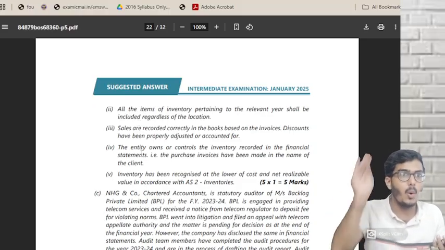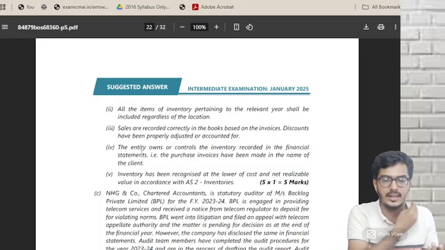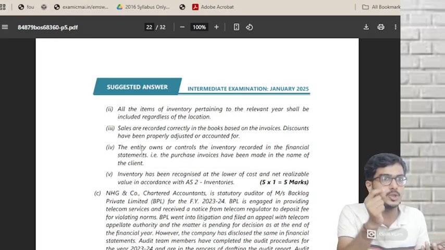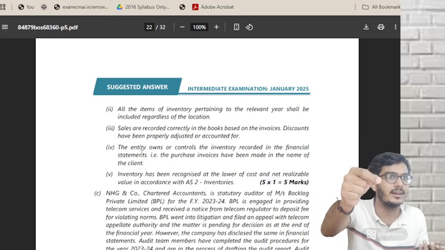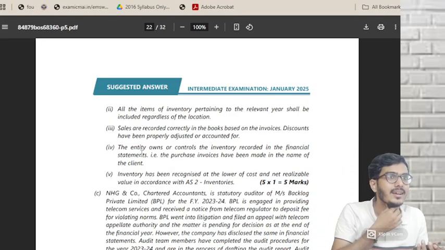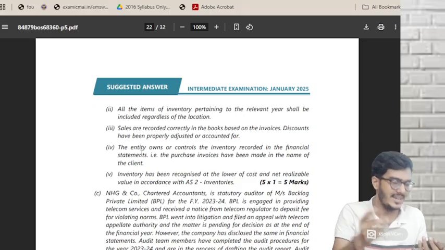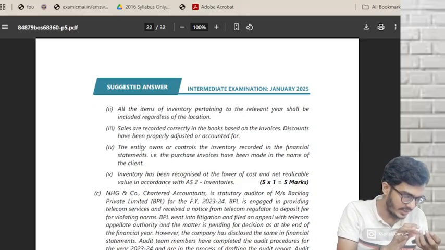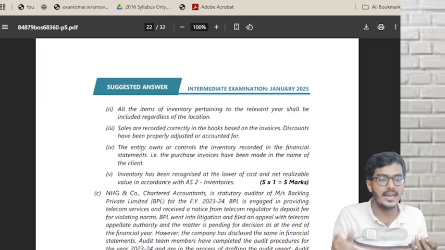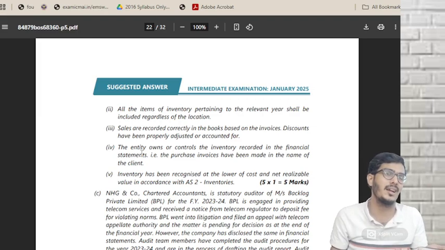Then: the entity owns and controls the inventory recorded in the financial statements. The purchase invoice should be in the name of the client. That is rights and obligations, the fourth one. Fifth one: inventory has been recognized at the lower of cost or NRV. Valuation and allocation. This is something they asked for 5 marks in the examination. This is a chapter 5 question.